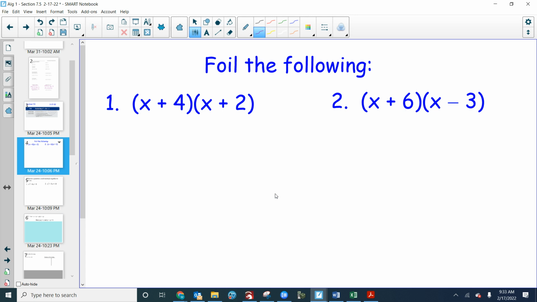Let's foil. Okay, how am I going to foil these two? Mary, what's my first step? Good. So I'm going to go first terms, which is what? X times X. What'd you get? And then I got to go outside terms. Plus 2X. Inside terms. So what do you get? And then the last term. Plus 8. Okay.